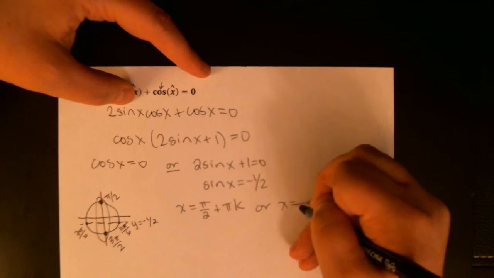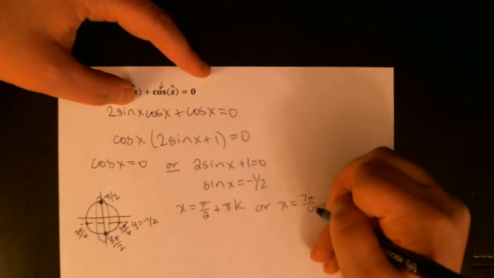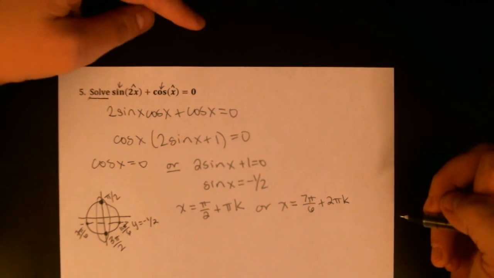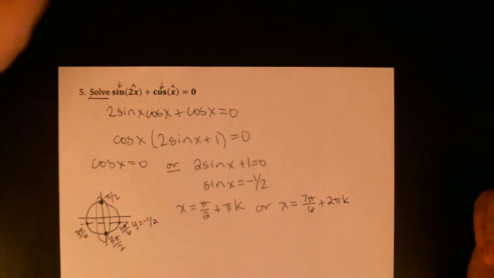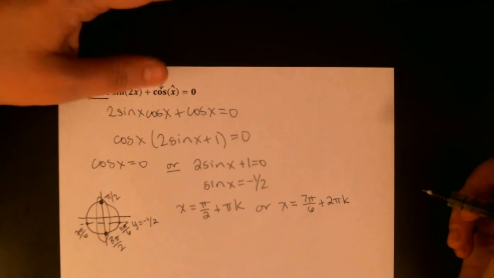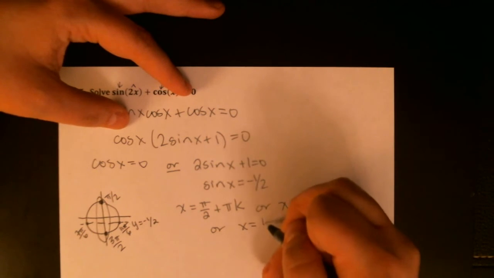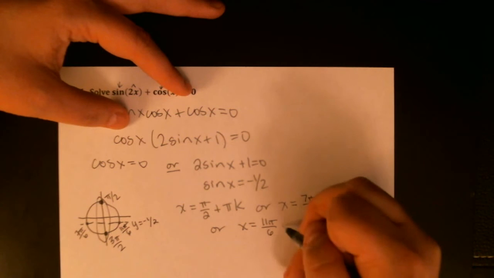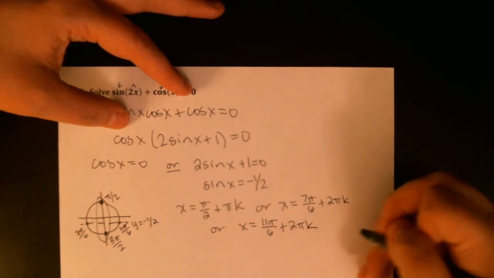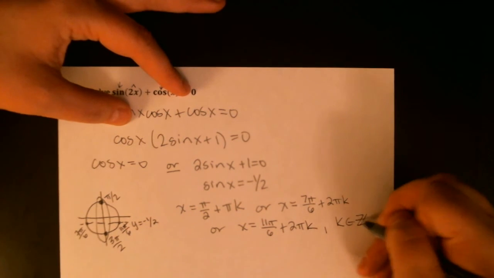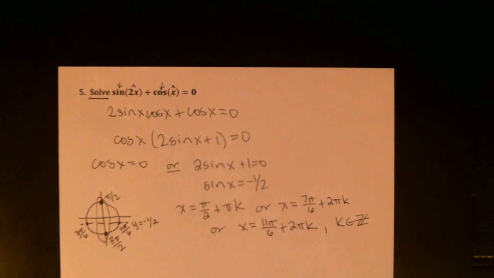Or it could be 7 pi over 6 plus 2 pi k. That one isn't equally spaced with any of the other points, so we'll just go all the way around the circle to get back to that point over and over again. Or x is equal to 11 pi over 6 plus 2 pi k. Once again, there's no equal spacing with that point and any other point, so we'll just go all the way around the circle and stop at that exact same point over and over again. Okay, and that's our solution for that problem.